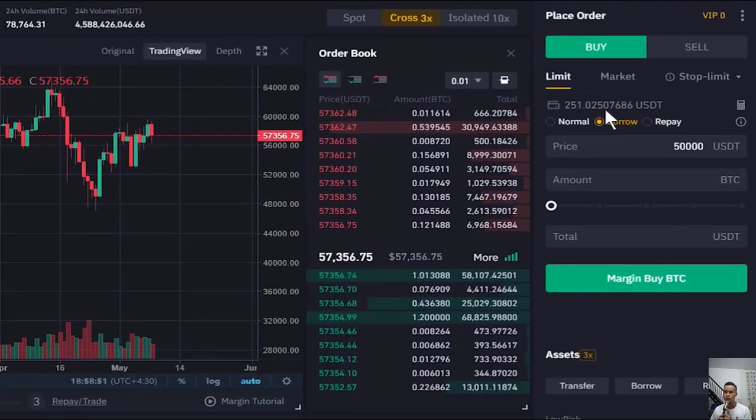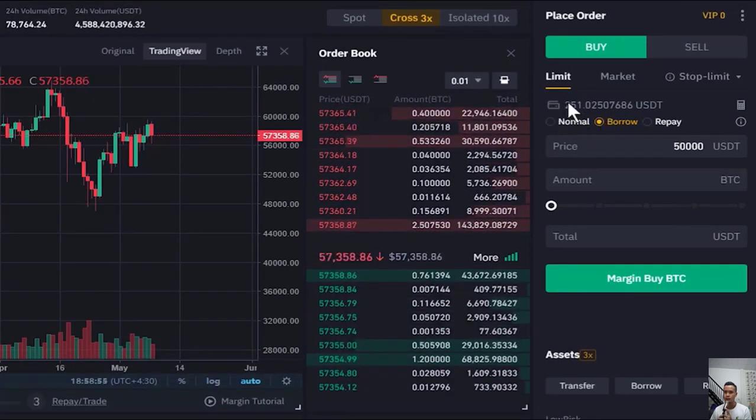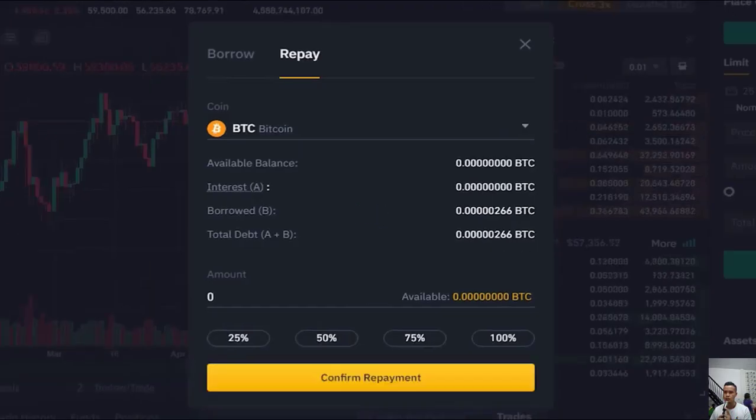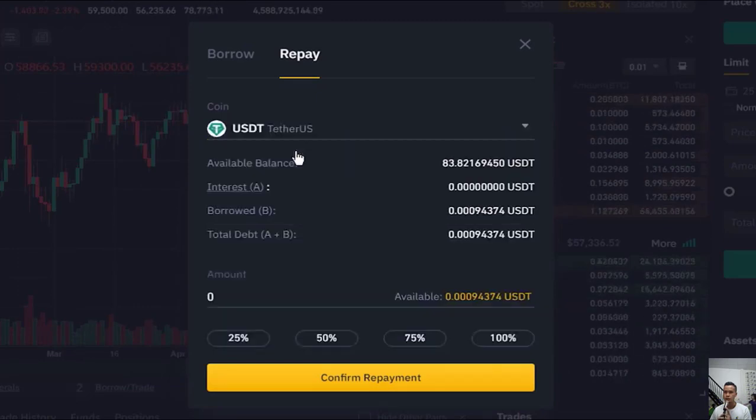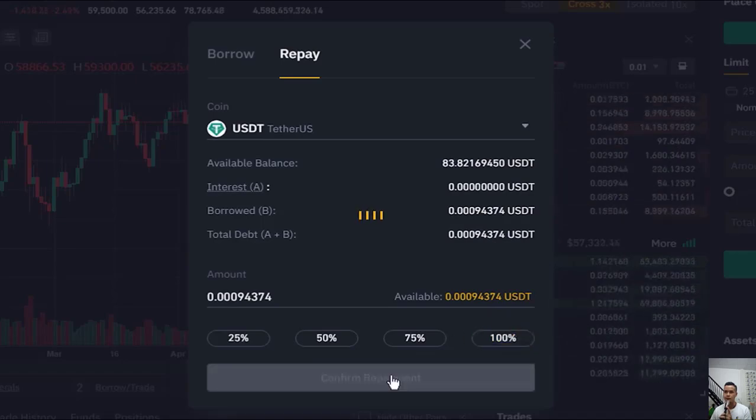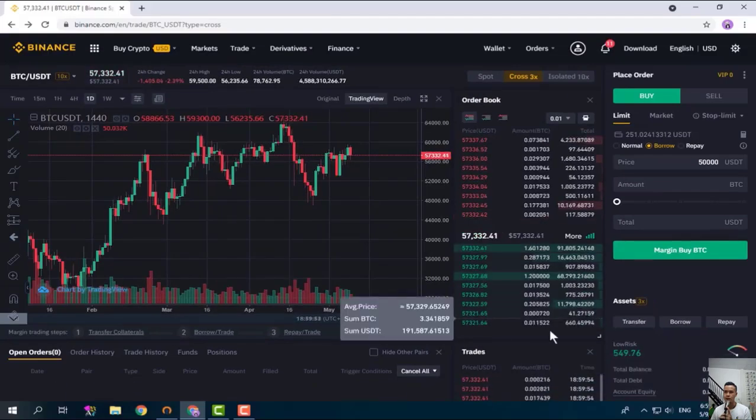Here you see that we have our full leveraged fund back in our account. And if we click on repay and search USDT, you see that our debt is repaid automatically and just a very small amount remained as borrowed, which is actually the amount of interest which is not paid yet. We click on 100% to repay all the remaining debt and we confirm the payment and the request is approved.